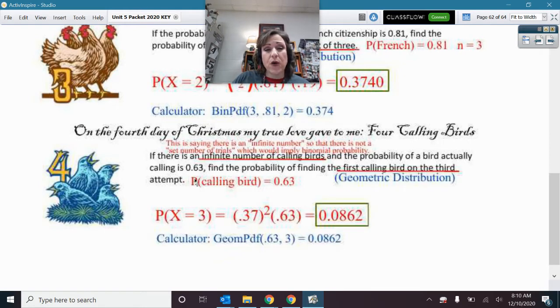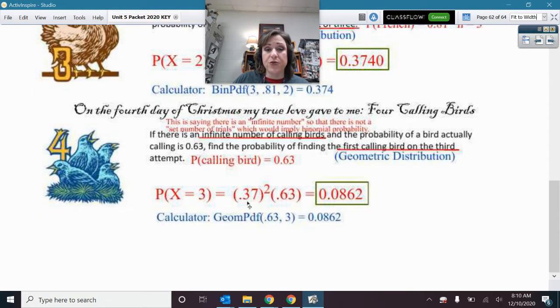So this is a geometric because we do not have a set n. The probability that we get the success on the third trial is 2 failures and then that success, which you can multiply out that way, or you could do geometric PDF of 0.63 on the third trial.